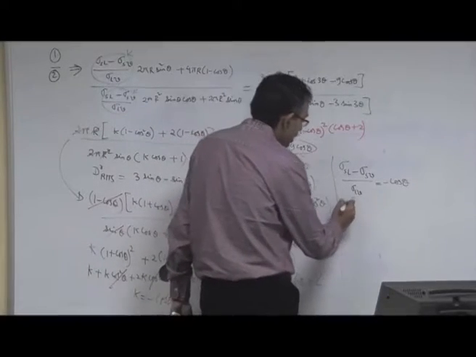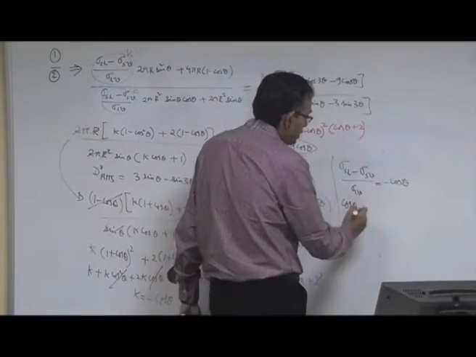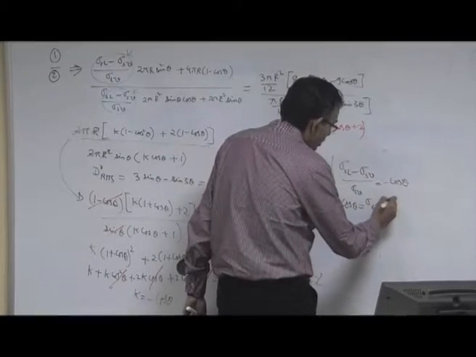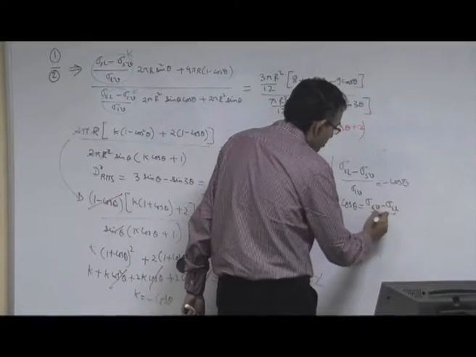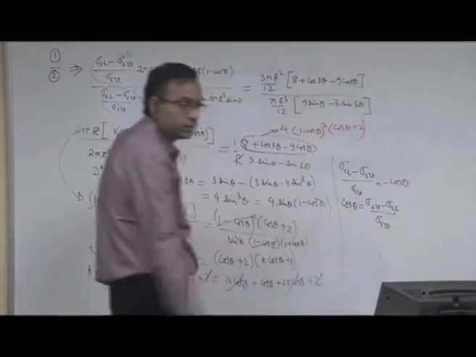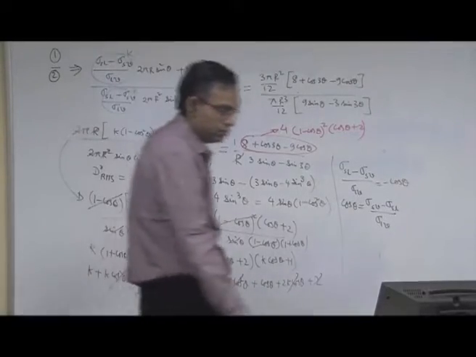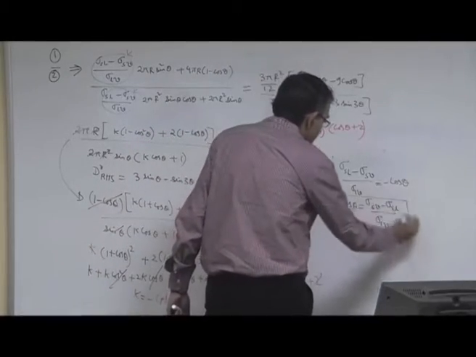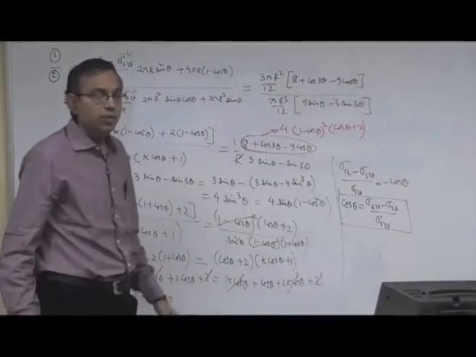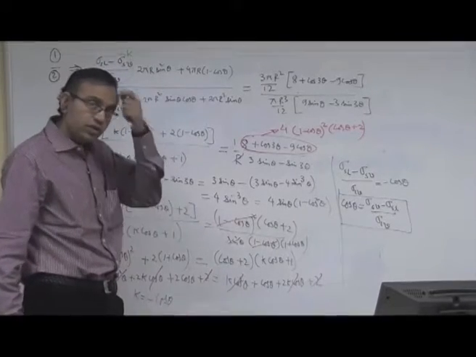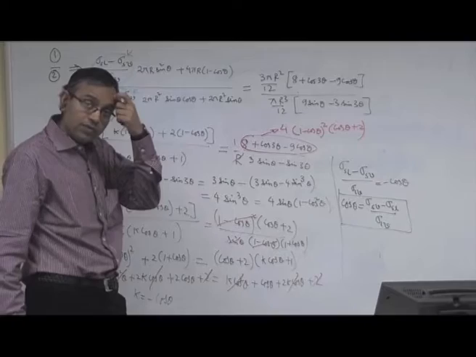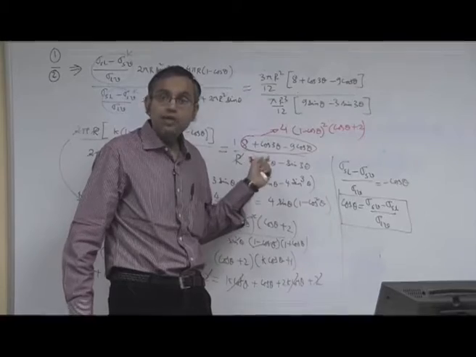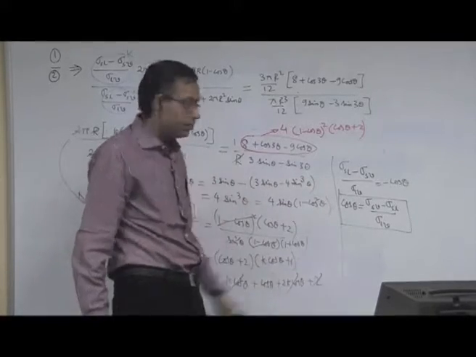Or cos theta is equal to sigma SV minus sigma SL by sigma LV. This is a condition for equilibrium of the droplet, and this is known as Young's equation. The previous equation that was having a similar name is the Young-Laplace equation, and this is Young's equation.